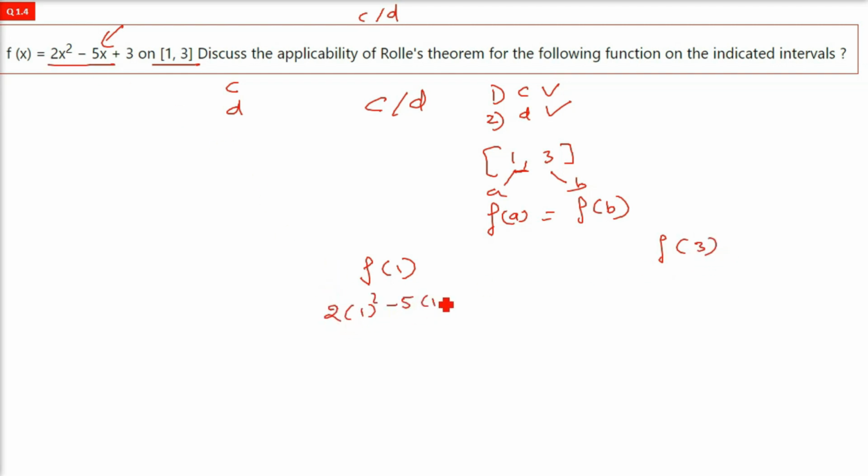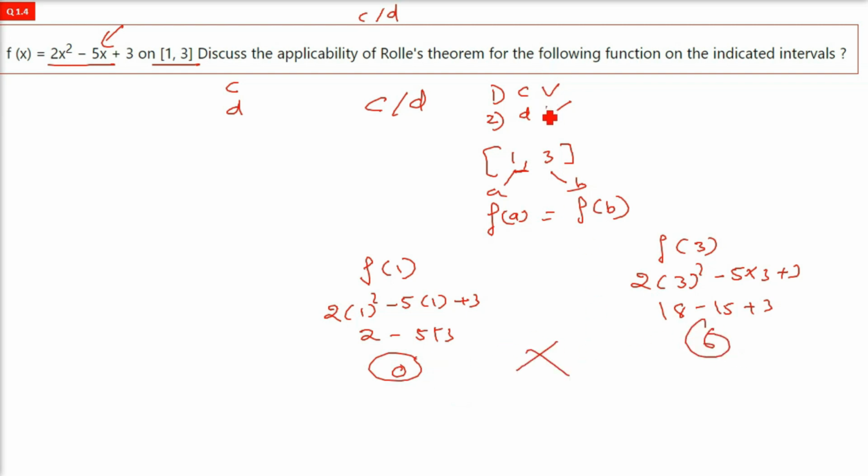f(1): I am putting 1 in place of x. Here 2x square minus 5x plus 3, so what do we get? This is 2 minus 5 plus 3, so you get 5 minus 5, 0. For f(3), I am putting x as 3: 18 minus 15 plus 3, which is 6. Now f(a) is not equal to f(b).